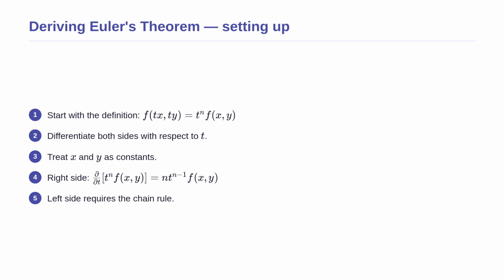To see how the function changes as the scaling factor changes, we take the derivative of both sides with respect to t. During this step, we treat x and y as constants. On the right side, the function acts as a constant multiplier. So we just use the standard power rule on t to the power of n, bringing n down and reducing the power by 1. The left side is more complex and requires the chain rule.